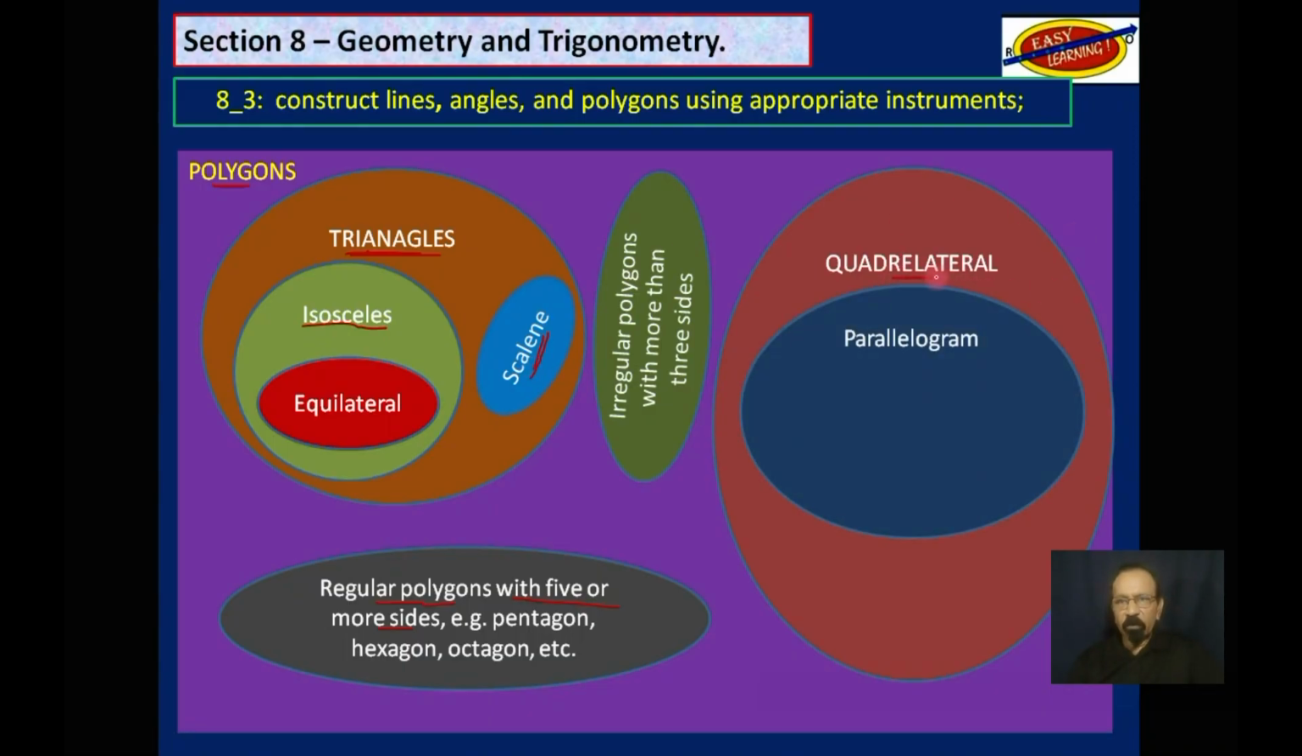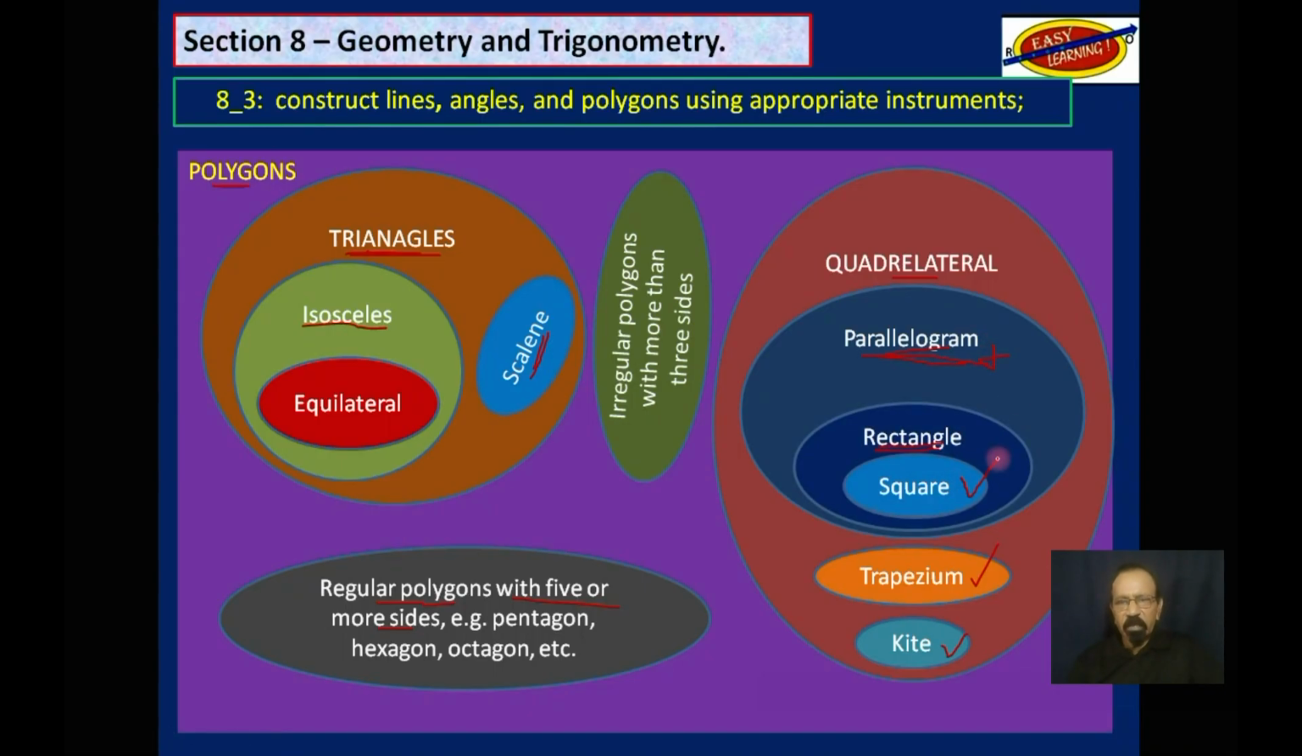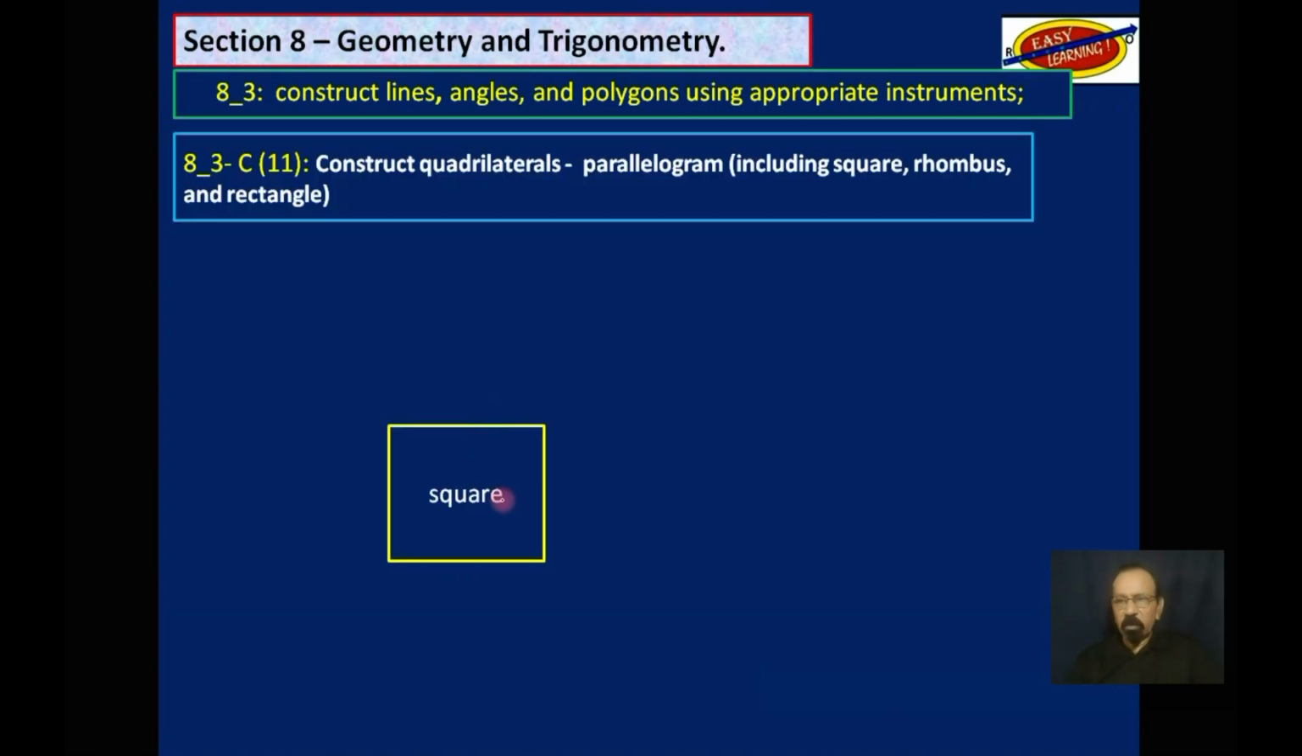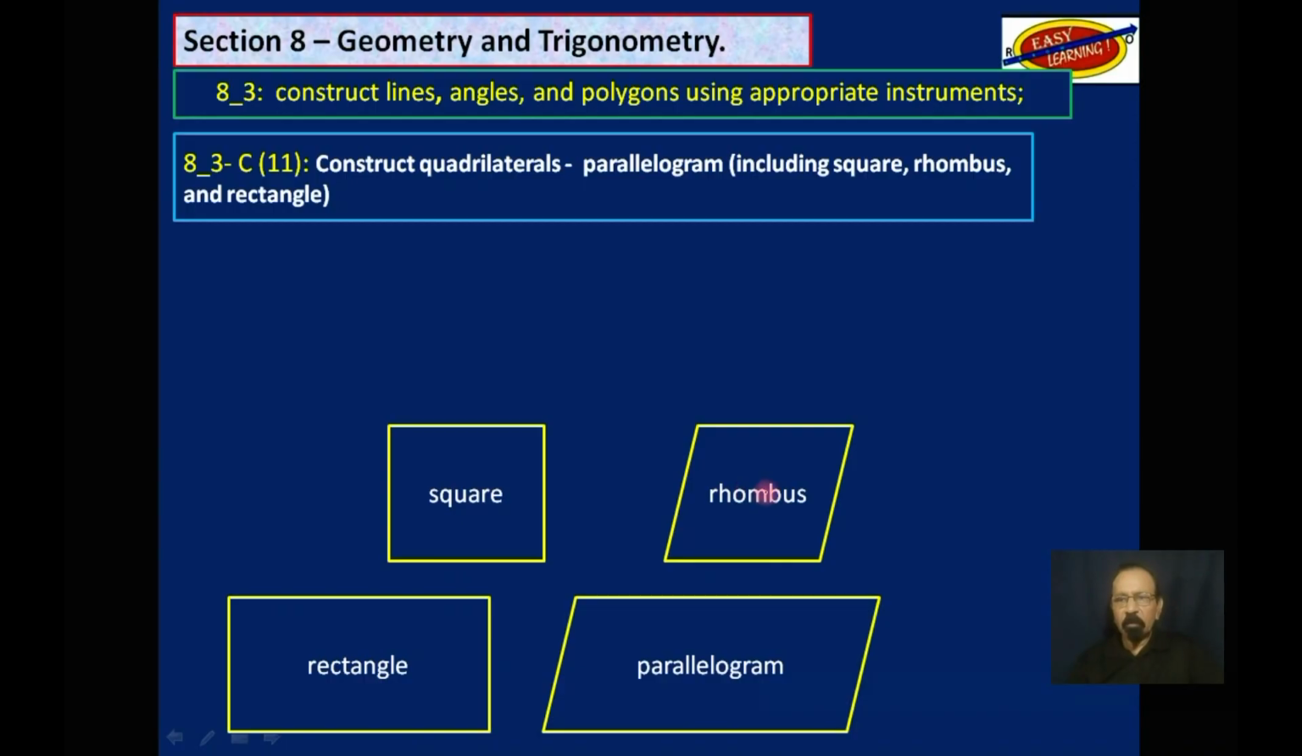So those are 3-sided flat figures. Then we come to quadrilateral, 4-sided. We have parallelogram, kite, trapezium. Now, there are different types of parallelograms, such as rectangles. The square is a special type of rectangle. And of course, you have the rhombus here. So these all here are parallelograms, 4-sided figures. But then you have other 4-sided figures like trapezium and kite. So square, rhombus, rectangle, and parallelogram.